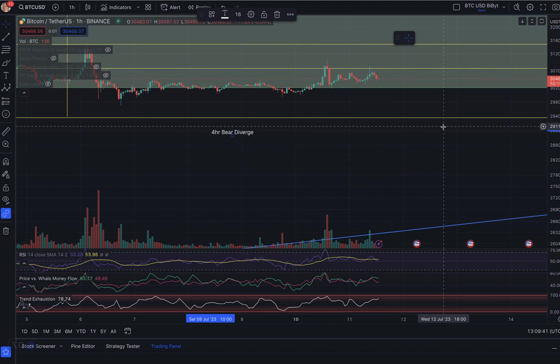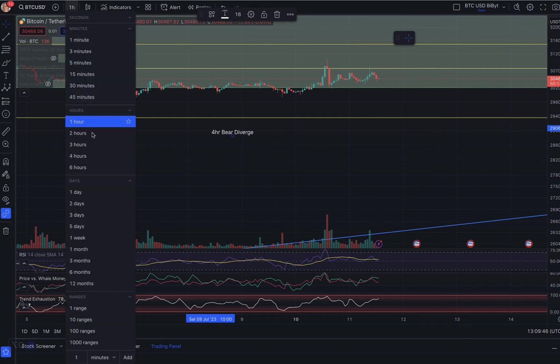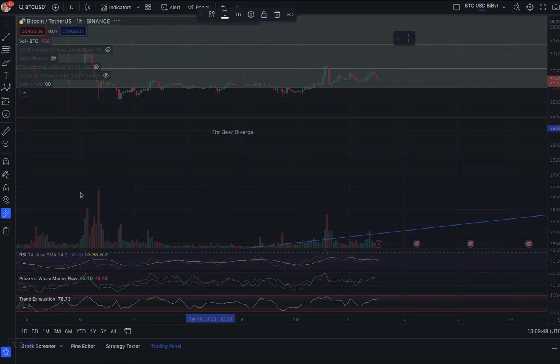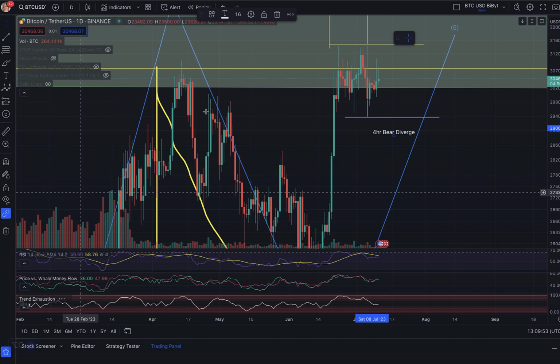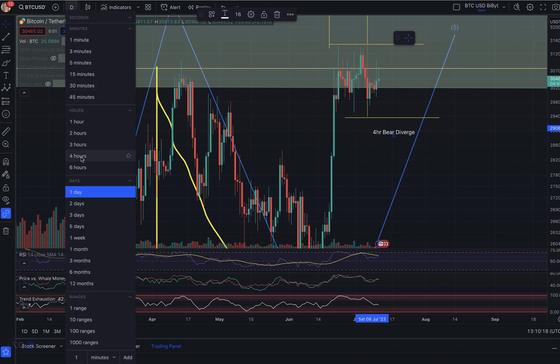So we might have a little bit of time, and there might be a little bit of juice in this thing. Then I want to come back down to the daily and have a look at where the whale money is going. Where are the whales flowing their money? I use the trade confident price versus whale money flow indicator, as well as the trend exhaustion. I'm seeing that it's pretty neutral on the daily. Money's been coming in, and now it's neutral. It could slightly be going out on the 4 hourly.